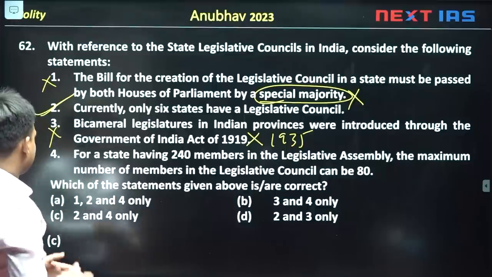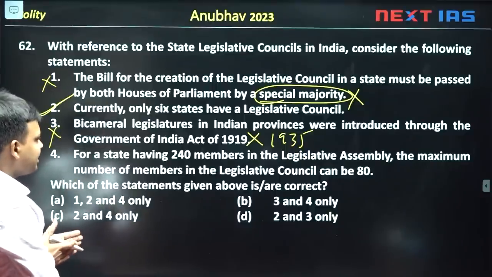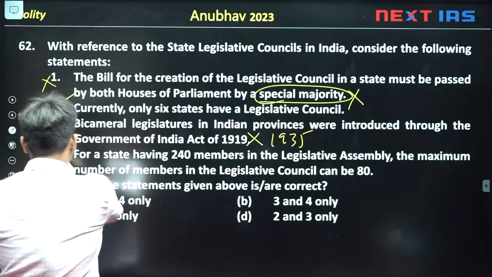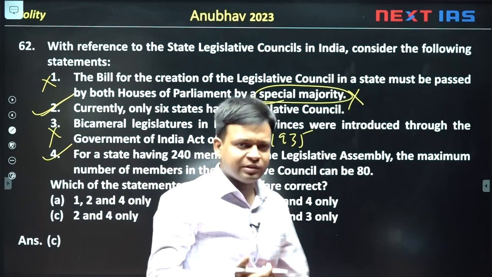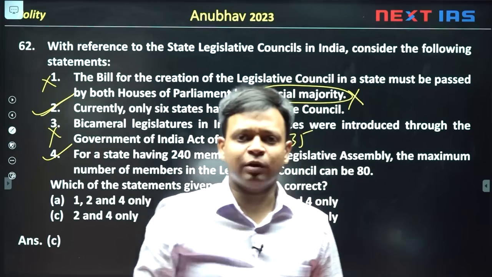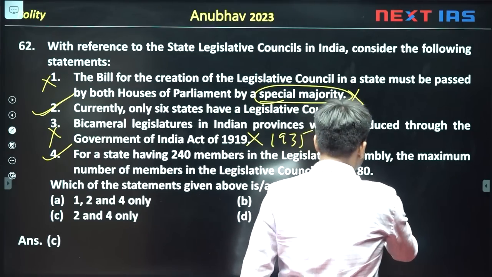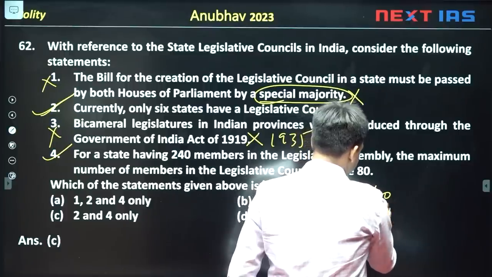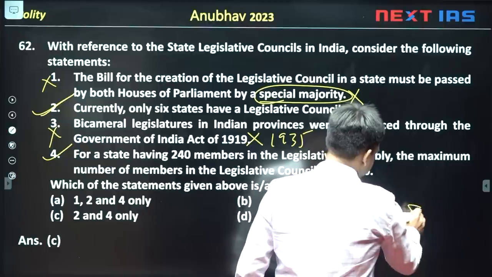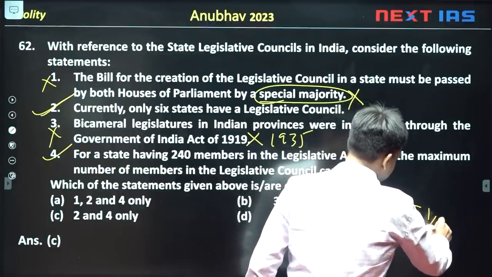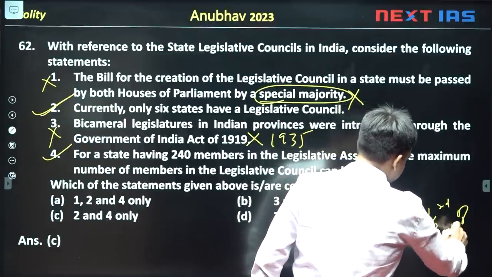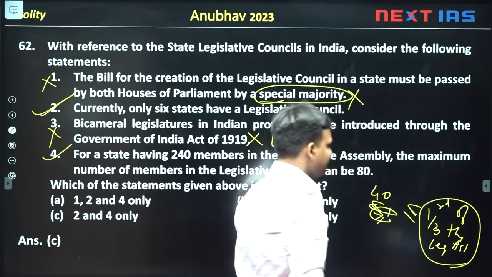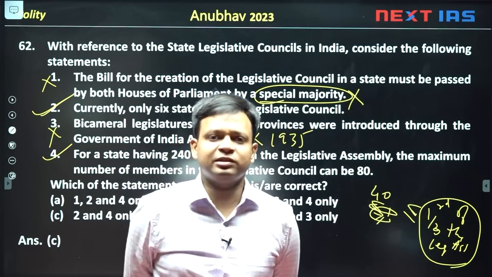For a state having 240 members in the legislative assembly, the maximum number of members in the legislative council can be 80. This is a correct statement. Remember what is mentioned in the constitution about the size of the legislative council. The minimum size is 40 and the maximum has to be less than or equal to 120, one third of the legislative assembly strength. It cannot be more than 1/3 of the legislative assembly's strength.